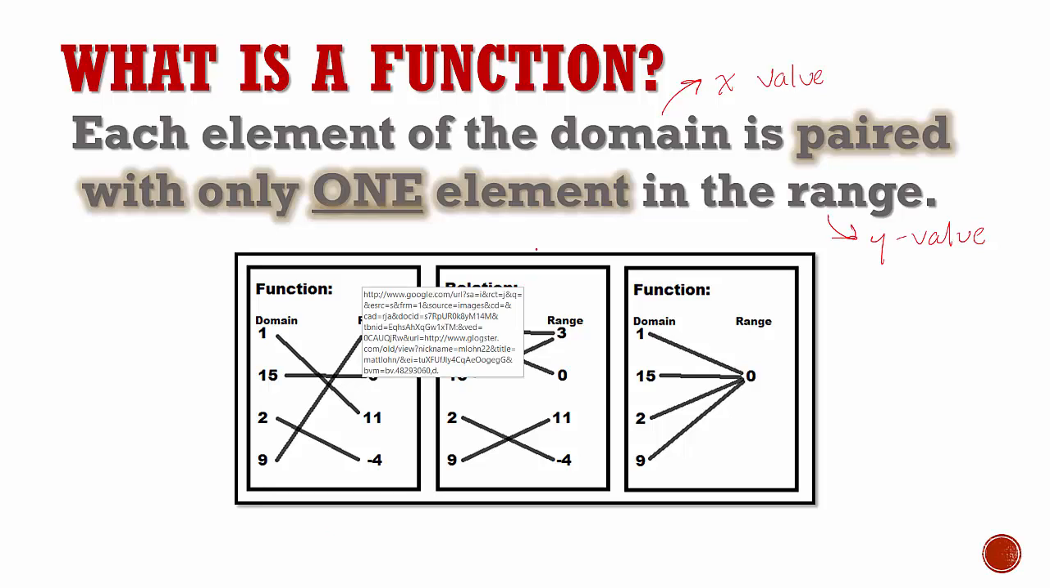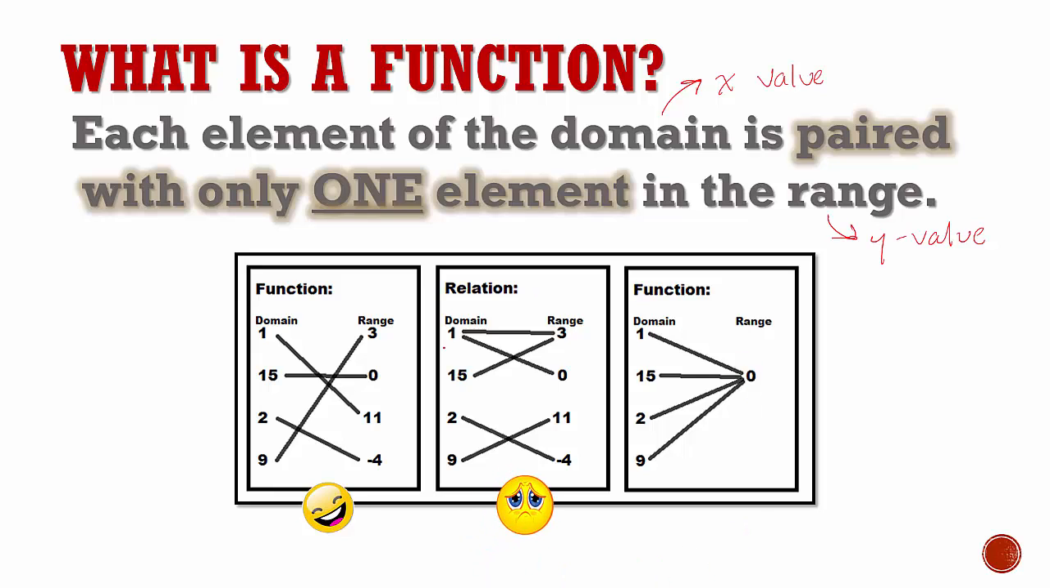If we look here, this is just a relation. It is not a function. Alright, function, not a function. Because if you look, we have 1, and 1 has 3 and 0 as part of its y value. So we have the same number but two different y values, so that means that it is not a function. So we call that a relation.